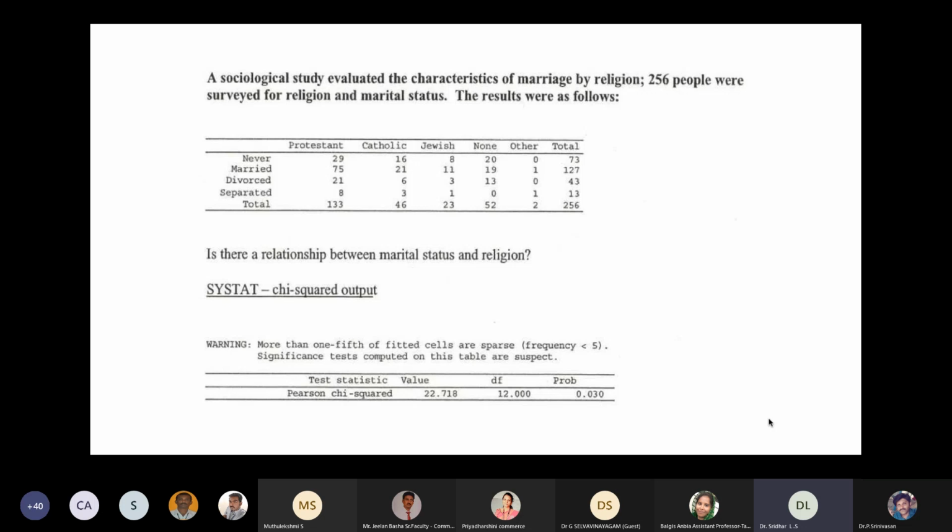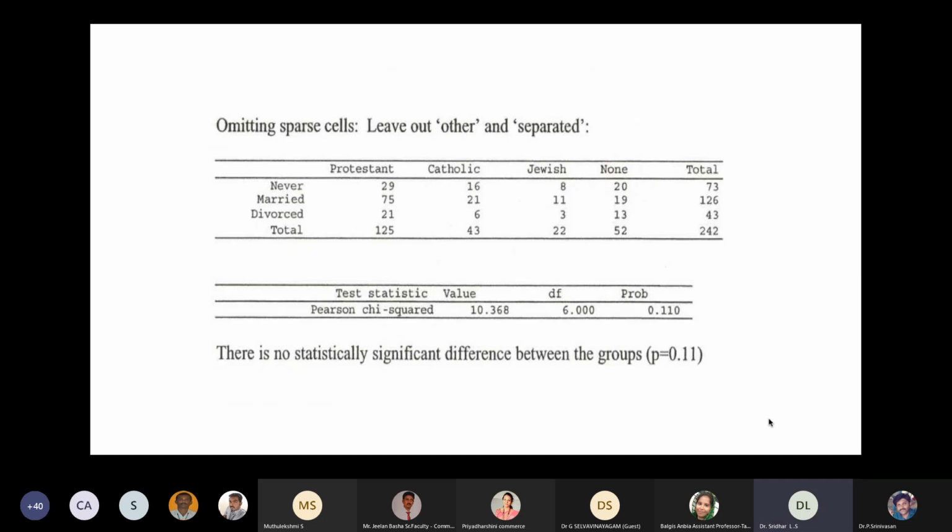This is a small chi-square output, a sociology study conducted in the region, where 256 people were surveyed on marital status, like divorced, and their religions. Looking at the chi-square test, you can see it has a probability p value of 0.110, which is more than 0.05.